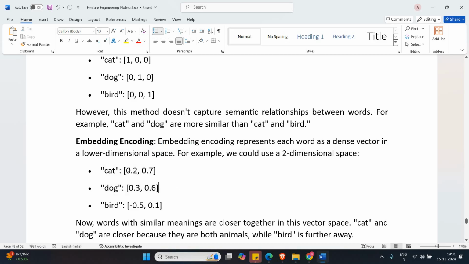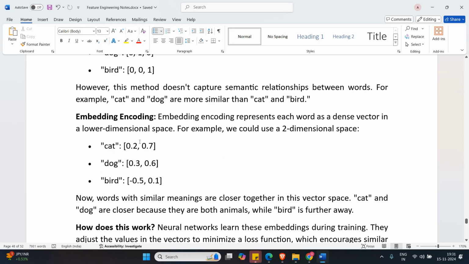That's why you can see that cat has 0.2 and dog has 0.3 in the first column, and cat has 0.7 and dog has 0.6. So in terms of similar meaning, they both have four legs. They don't fly. So there are a lot of similarities between them, but still they are not exactly the same. That's why we are not going to give an exact value like 0.3 or something like that.